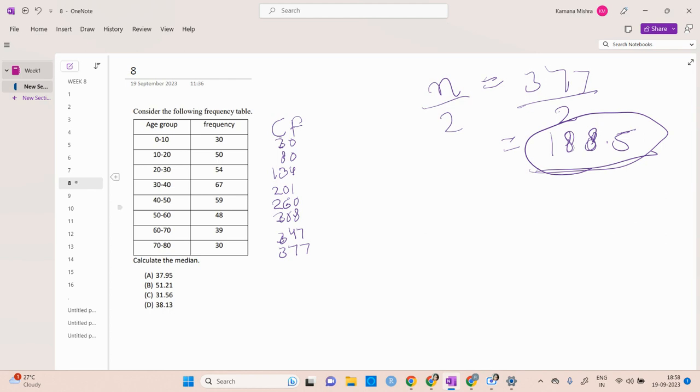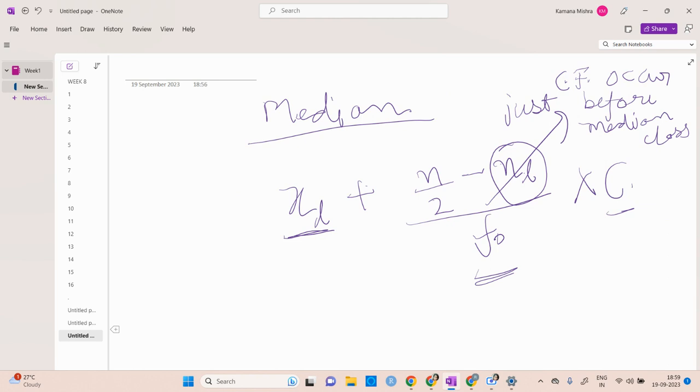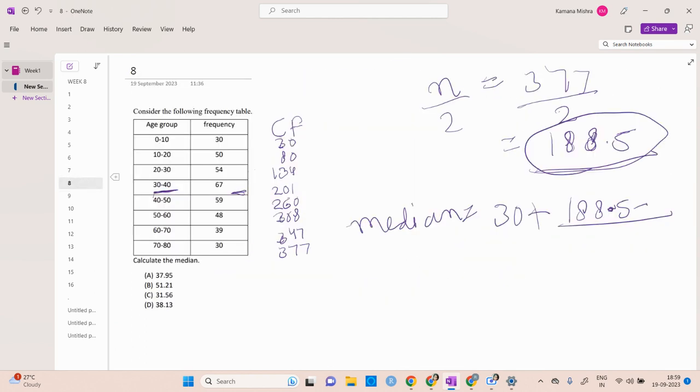Okay, up to here it is 134 and then here 201. So this will be the median class interval. Now, to find the median, we have median equals XL, the lower limit, plus n by 2 minus NL, the cumulative frequency occurred just before the median class. So the cumulative frequency occurred just before the median class is 134.